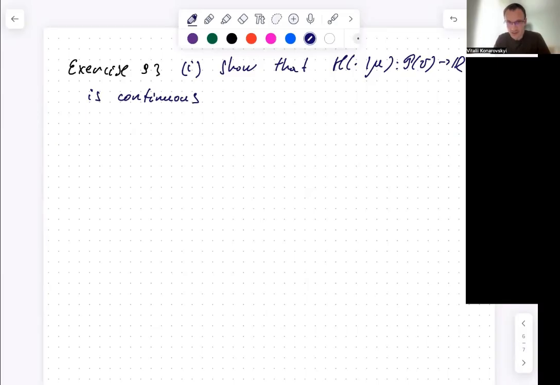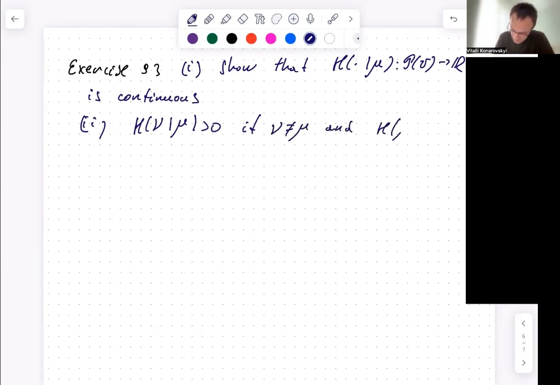It means that if nu n converges to nu, then the relative entropy of nu n given mu will also converge to the relative entropy of nu given mu. The second one: one can show that the relative entropy is positive if nu is not mu, and it is zero when nu is equal to mu.